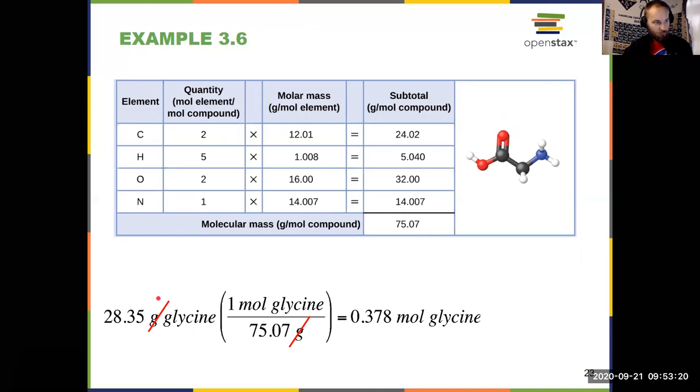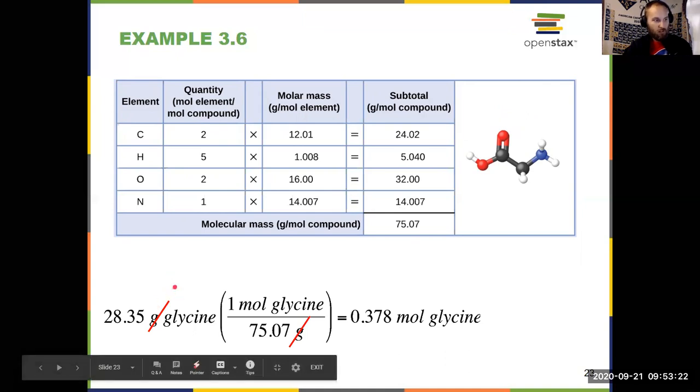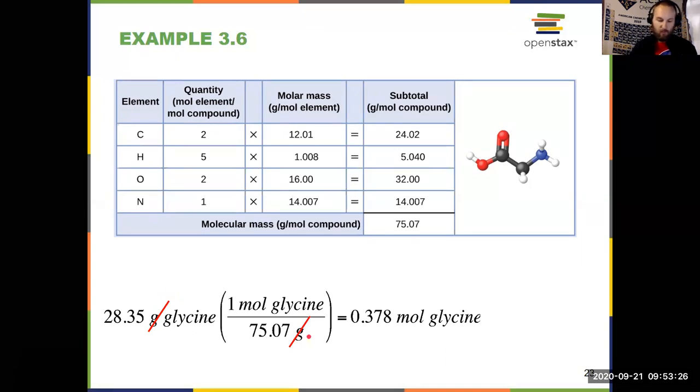Okay? Grams you start with, so you need 75 grams on the bottom. That's why I recommend you use dimensional analysis to track your units and make sure you're doing your math the right way. Okay? Because if you multiplied by 75 in this case, you would not get the right answer.